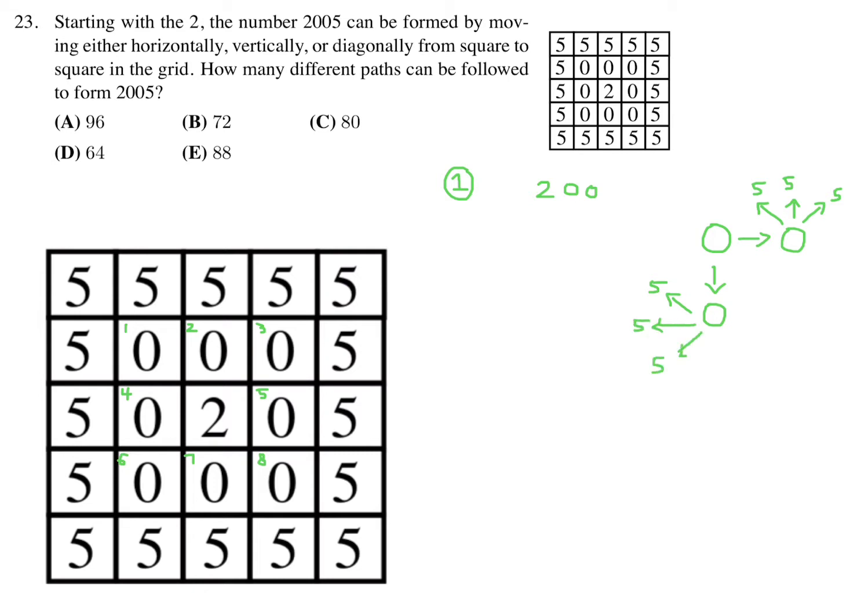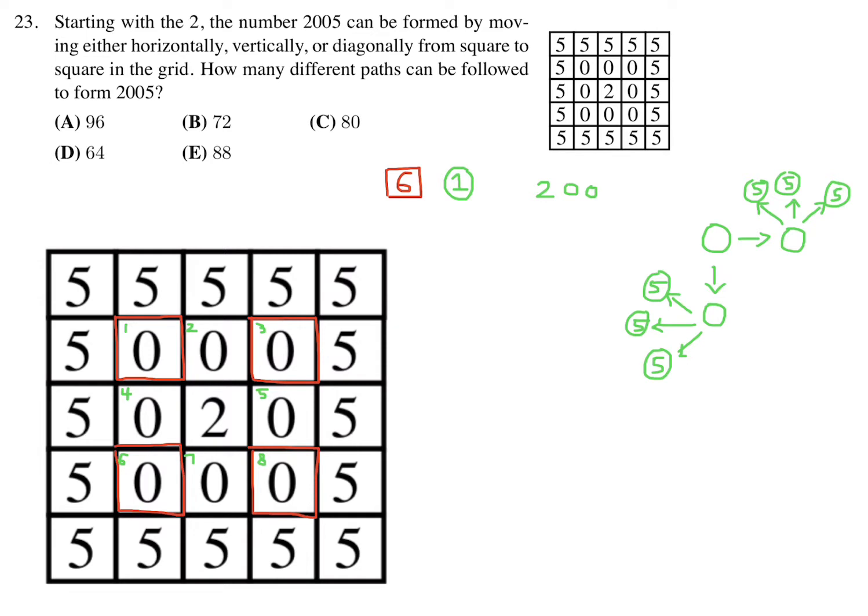So how many different paths? I got 1, 2, 3, 4, 5, 6. 6 paths for the first guy. I'll just put 6 there. Now, what's interesting about this, and very helpful in my opinion, is that all these guys, the corners, have the exact same story.